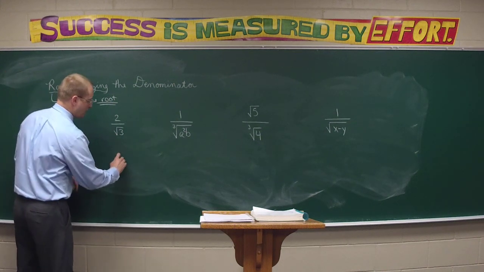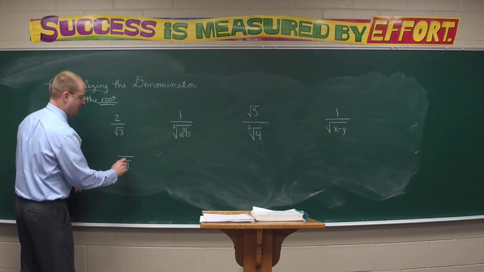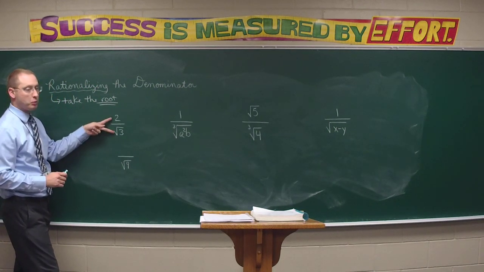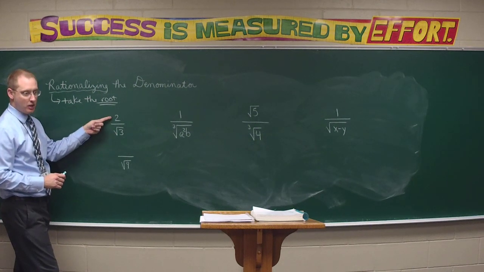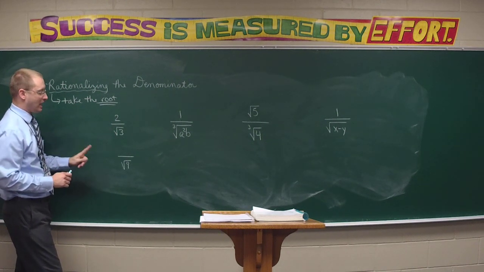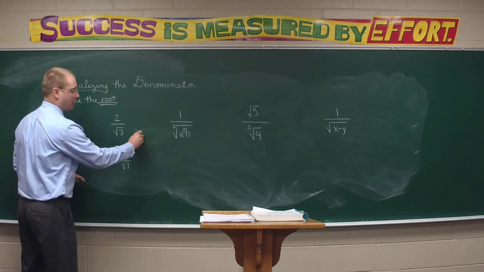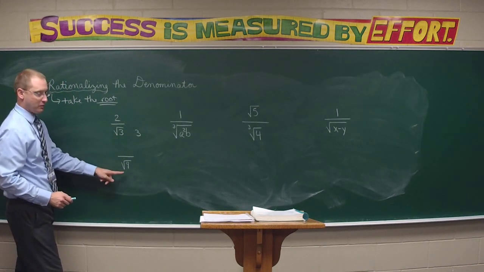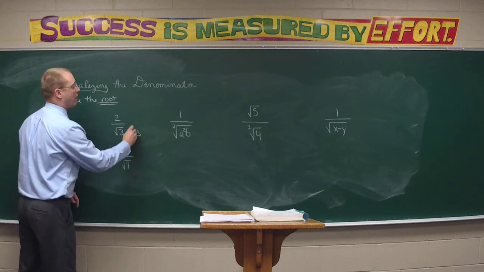Now here's the key. To make this a square root of 9, I've said before we'll multiply top and bottom by 3, right? That's because both numbers were under the radical. This isn't under a radical. Technically, I'm not multiplying the square root of 3 times the 3, because that would be 3 square root of 3. What do I multiply the square root of 3 by to get the square root of 9, class? By the square root of 3.